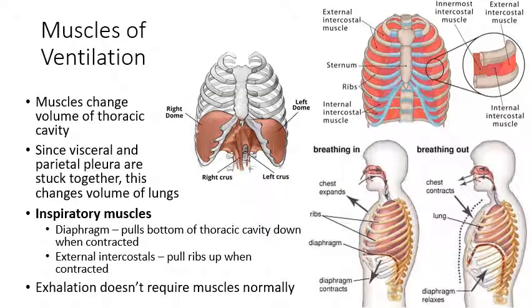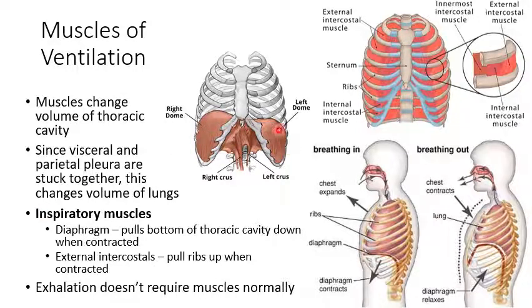So here we have the muscles of ventilation. It's mostly the diaphragm, but also you have the external intercostals helping as well. Those are both muscles that help for inspiration. So in order to breathe air in, inspiration, you have to have the diaphragm and the external intercostal muscles contract. To exhale, you actually don't need to use muscles under normal conditions.